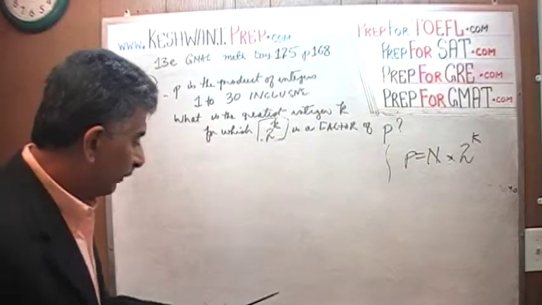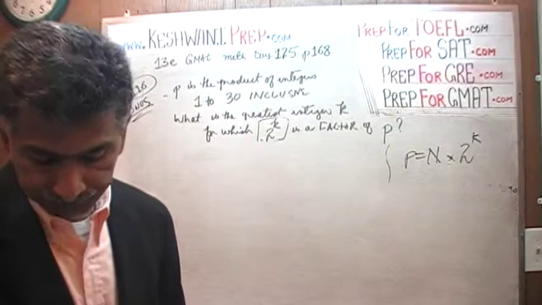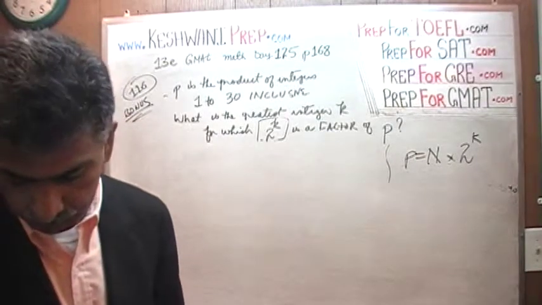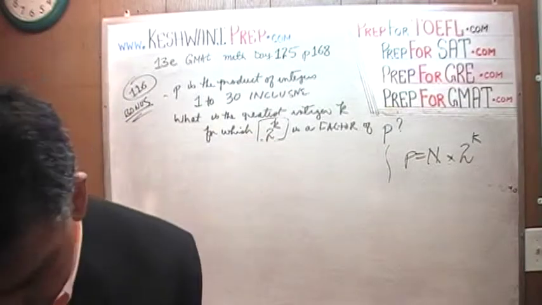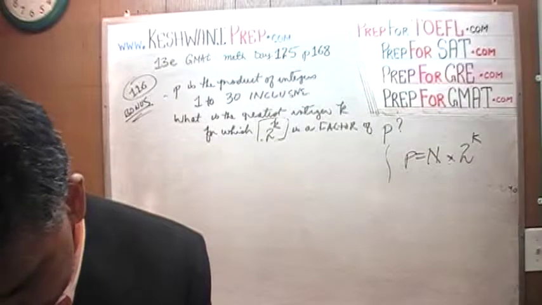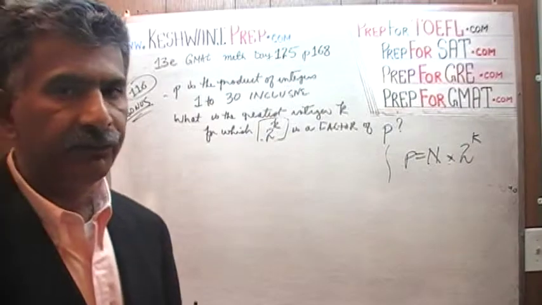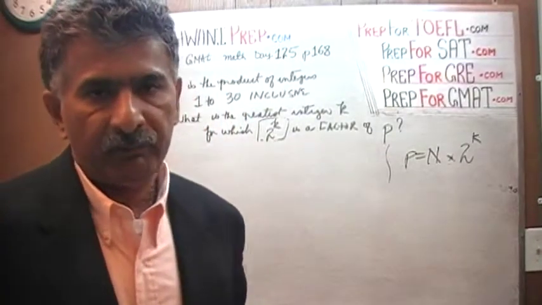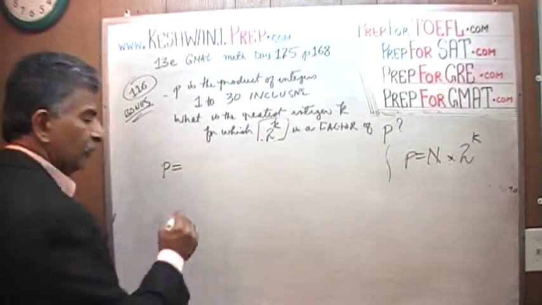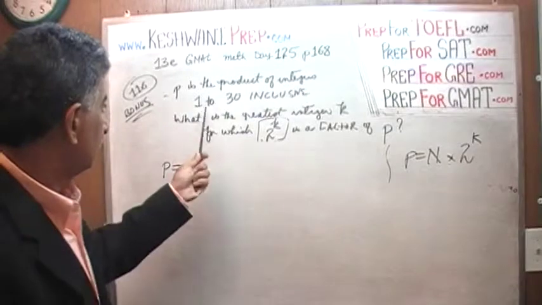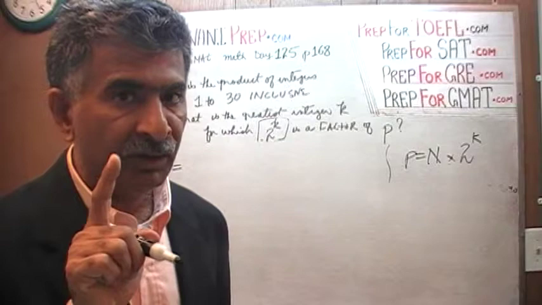So here we're looking for the powers of 2. Since we are looking for powers of 2, we are only interested in even numbers, because odd numbers are so called because they cannot be divided by 2. So P is equal to the product of all the integers 1 through 30 inclusive, but we are not interested in all of them. We are only interested in the even numbers.